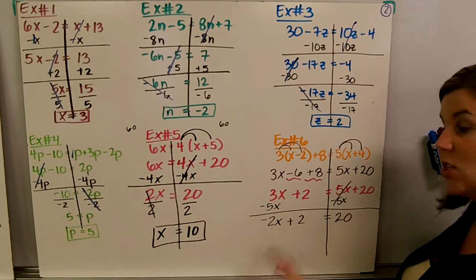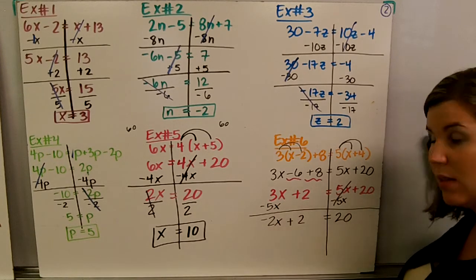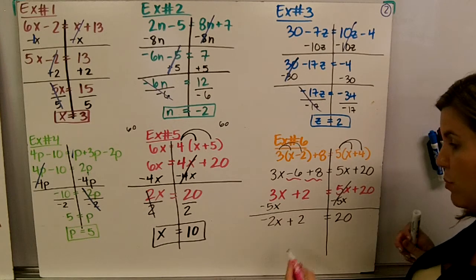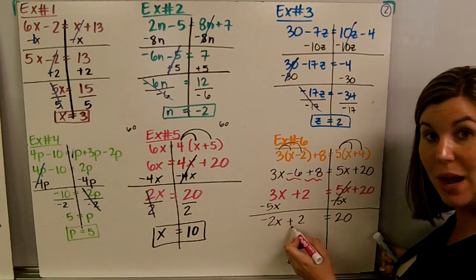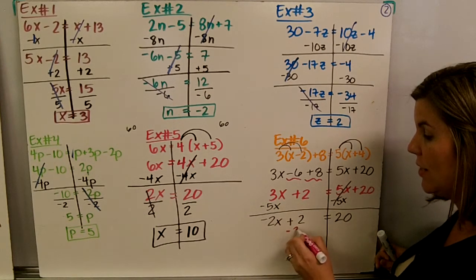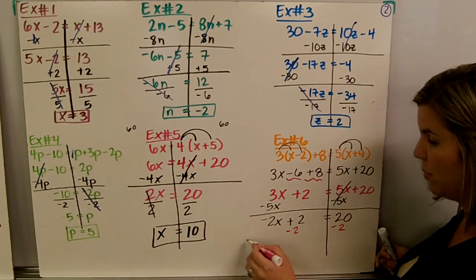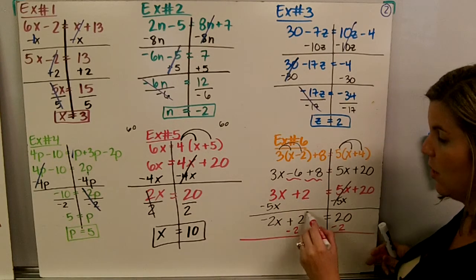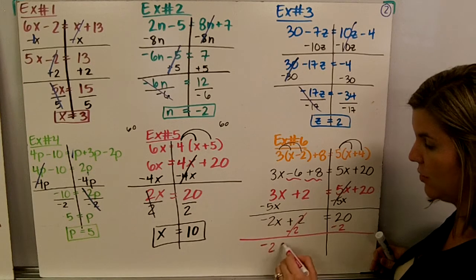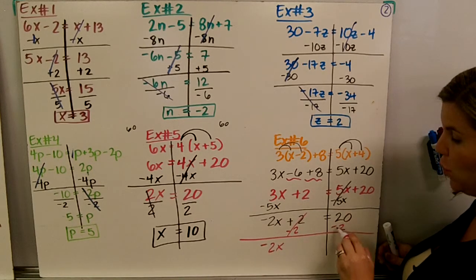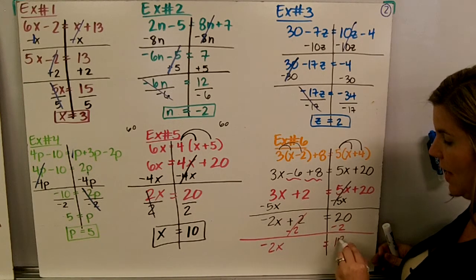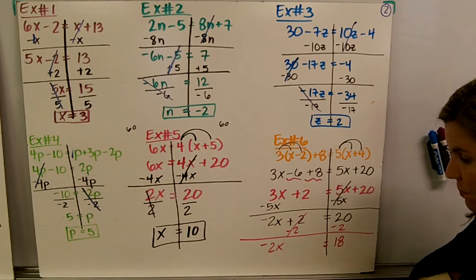Now I need the constants on the other side. I have my variables all on the left. I need my constants on the other side, so I'm going to move them to the right. To move positive 2 to the right, I need to do the opposite. So subtract 2 from both sides. Those will cancel. Negative 2x comes down. 20 minus 2 is 18, and we're almost done.